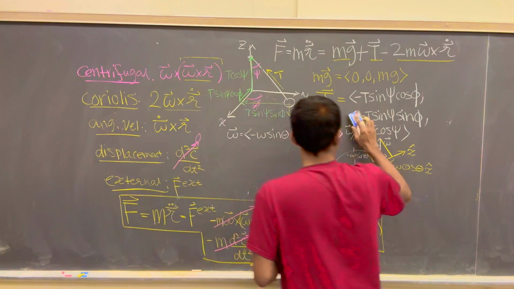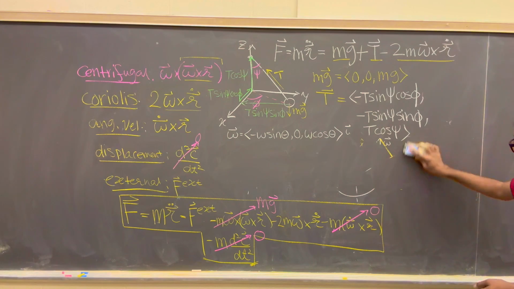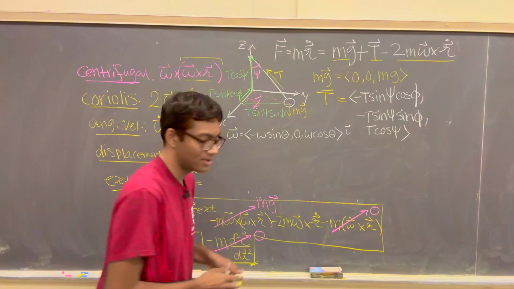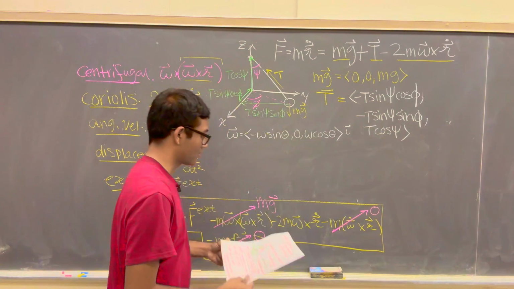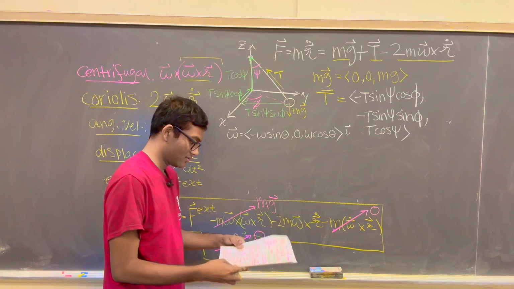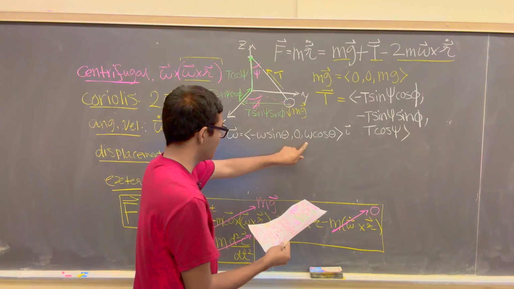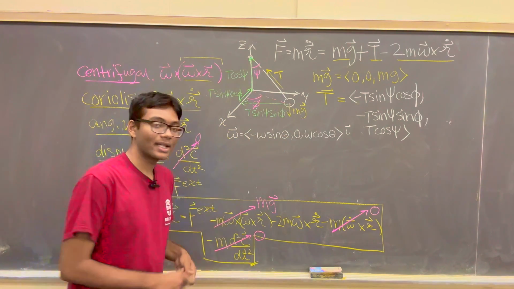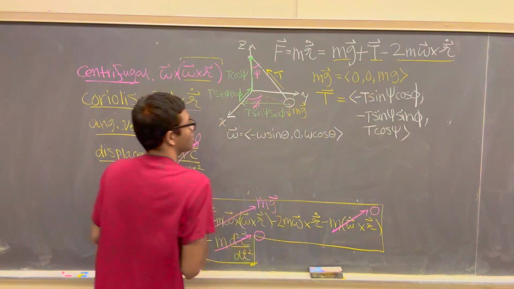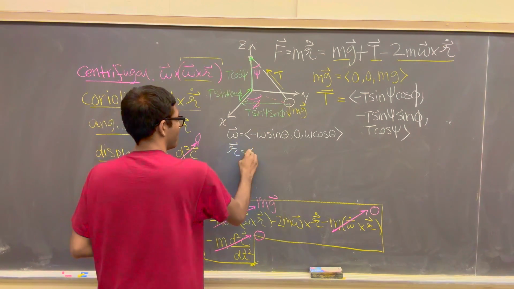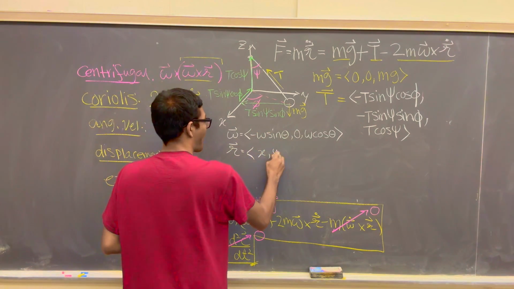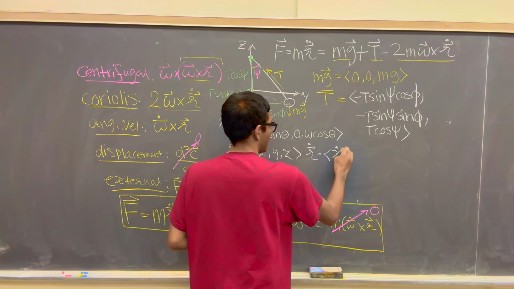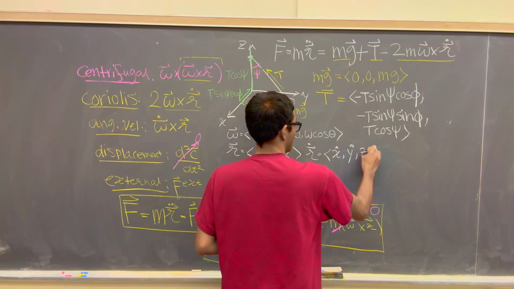Okay, so now I can erase this diagram. It has outlived its use, and that's it. That is the omega vector. Let's make sure that I've written it down correctly. So omega is cosine theta z hat and minus sine theta x hat. Very good. Now I'm going to write my r vector. So r vector is simply going to be x, y, z. That means r dot is just going to be x dot, y dot, z dot.